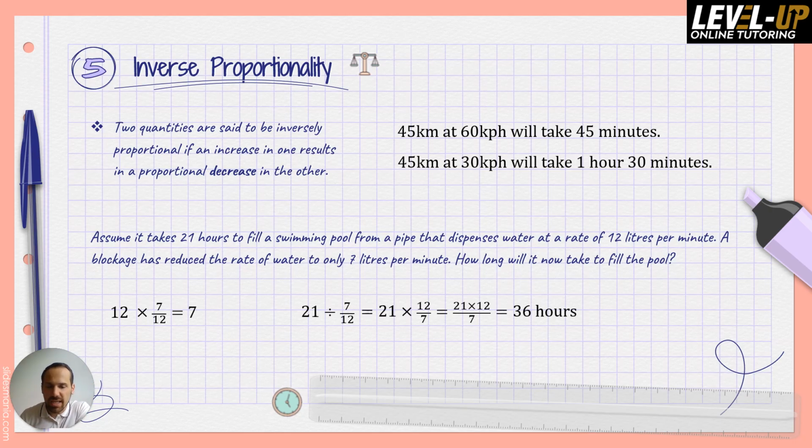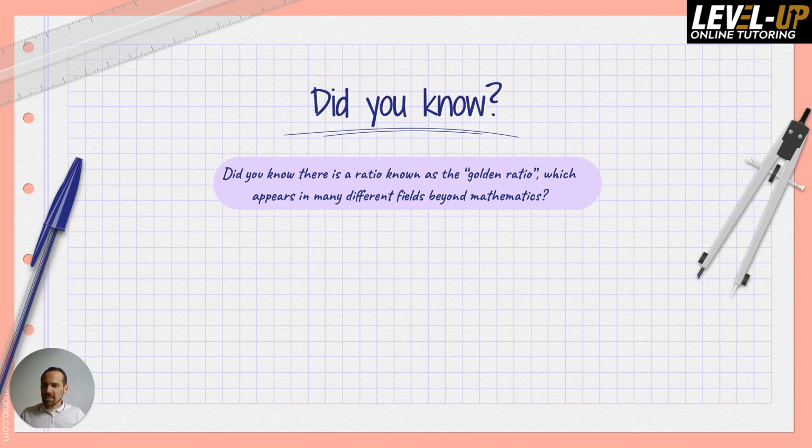Then we're just calculating the same way we've done before. So we get 21 times 12 on the top divided by 7. That 21 can be divided by 7 to get 3. 3 times 12 gets 36. So that's the end of this lesson on ratio and proportionality. Next time, we're going to move on to more real world applications of them.